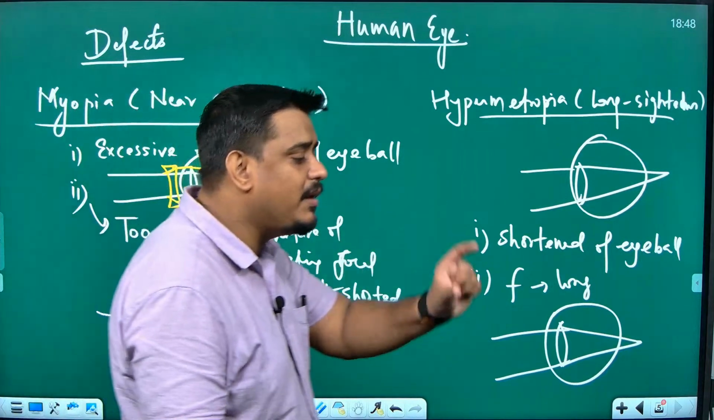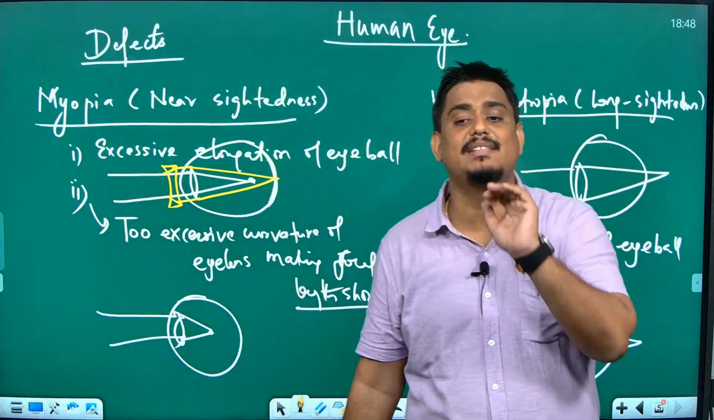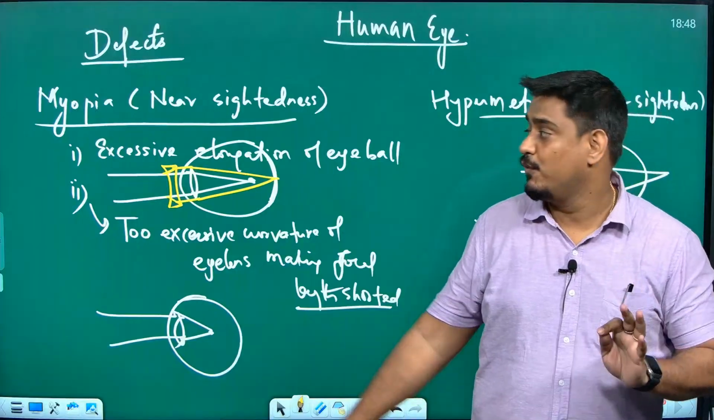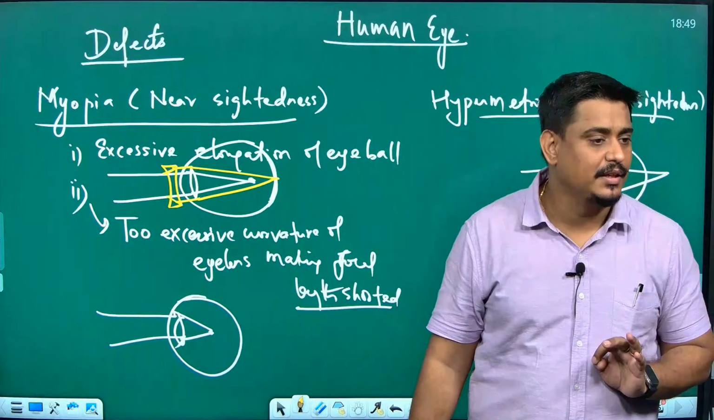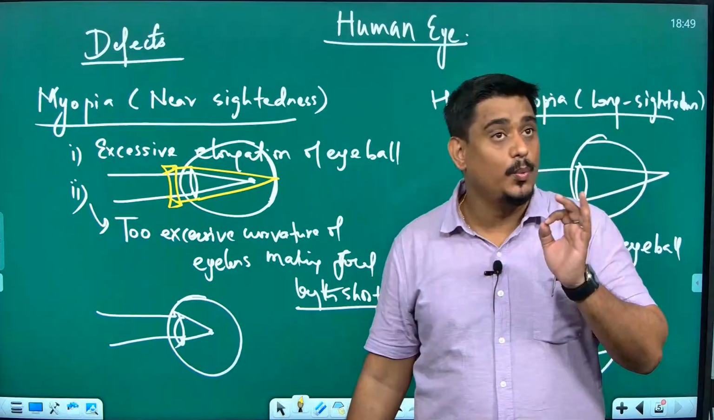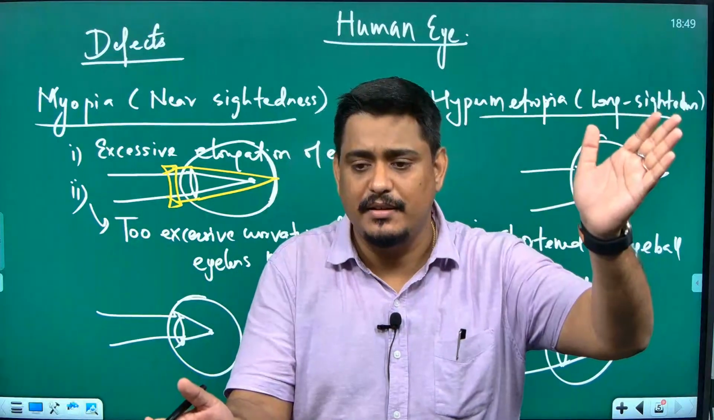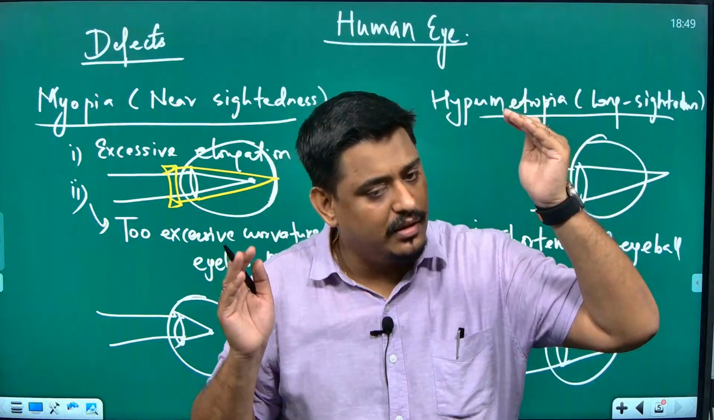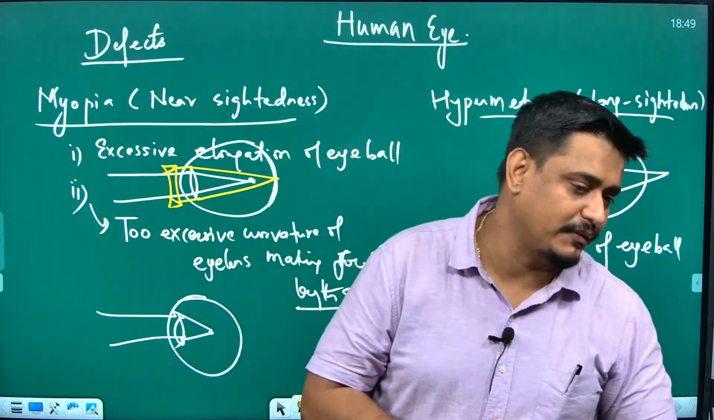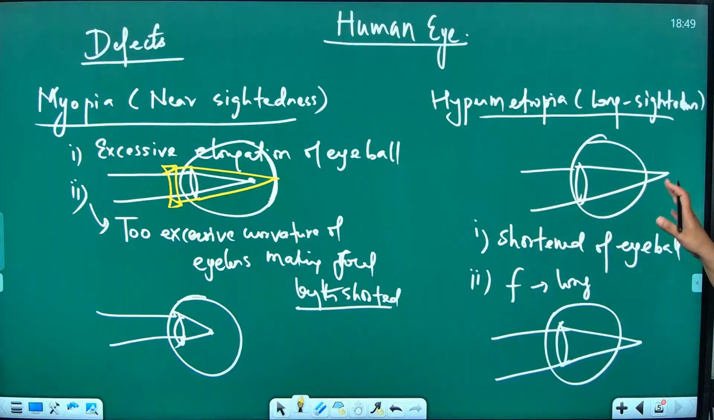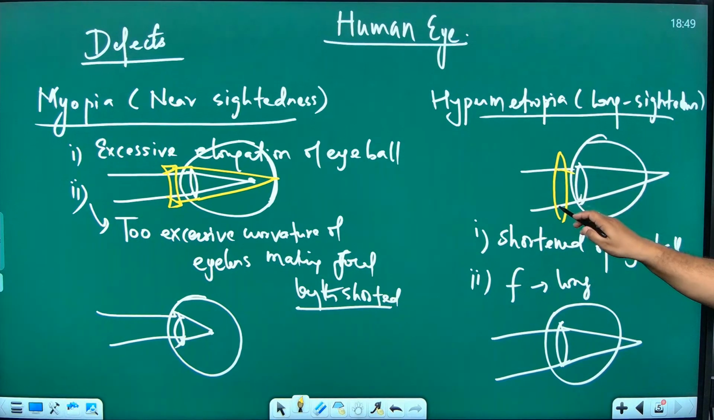So, suitable focal length concave lens is recommended if you want to solve the problem of myopia, because concave lenses, which are diverging, have a tendency to diverge the rays coming and make them converge at the retina of the eye. Same way, here your eye is converging it behind the retina. If I put a convex lens in front of it, it will converge before itself, isn't it?